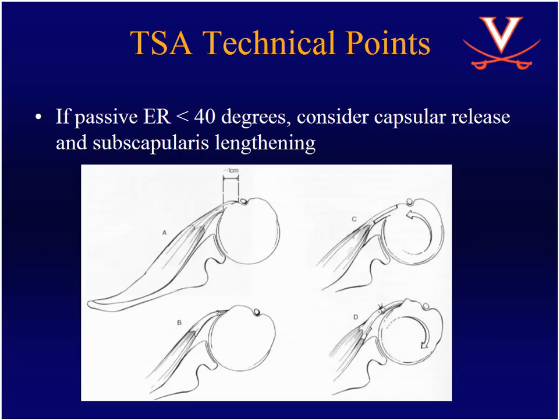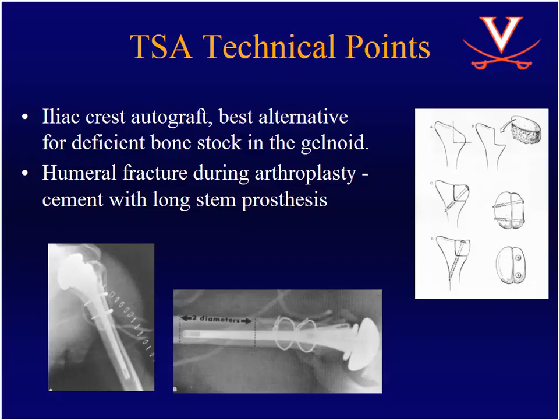The other thing is, if you don't have a good external rotation, you need to do a Z-capsular lengthening as part of your procedure. What do you do about that posterior glenoid wear? Well, you can put a piece of iliac crest in there to make up for that before you do your glenoid. The other option is to take a piece of the humerus you just whacked out and put in there.